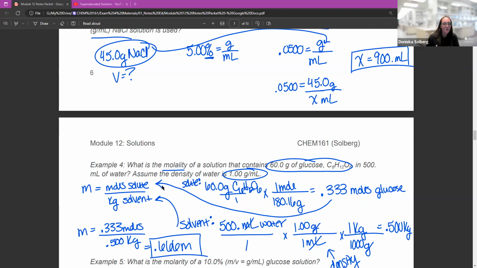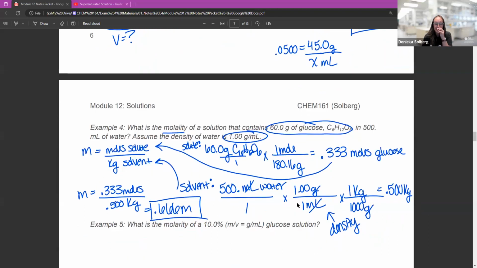So it's this many moles of glucose. That's going to go right up here in my moles. And then I need kilograms of solvent. So I have 500 milliliters of water. I need to get from milliliters to kilograms. So what I did is I used the density. This is why I gave it to you. It's 1 gram per milliliter. So that would give me grams, and then I just converted that to kilograms. Anytime I give you the density, you're probably going to need it to get from volume to mass or mass to volume. And we did that in the very first unit. So then it's 0.500 kilograms.